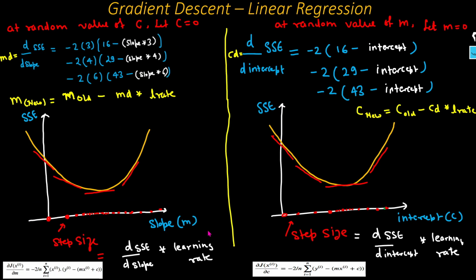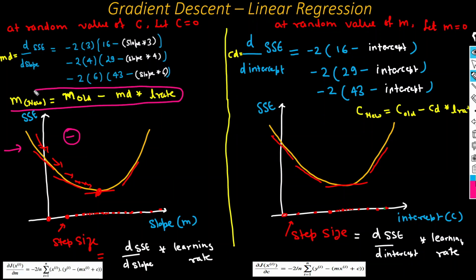The same thing you can understand. Initially we take the large step, then as we reach towards the minima, we start to take small steps, right? So if you see this particular graph, as we move from left to right, our slope will be negative, right? So our step size will be this formula. So this is the formula we use to calculate the new value of m.